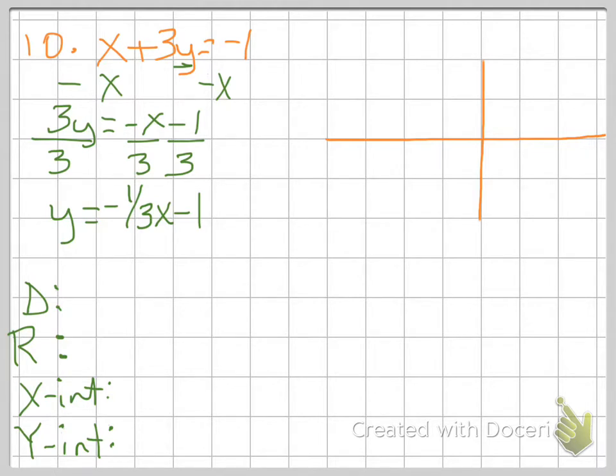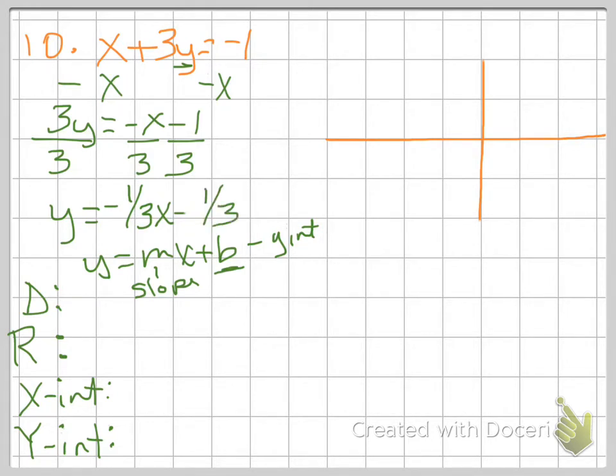This is y equals mx plus b. Remember, b is my y-intercept. M is my slope. So, my y-intercept... Oh, I know what I did wrong. I didn't finish writing out my problem. Negative 1/3 x minus 1/3. I so apologize there.